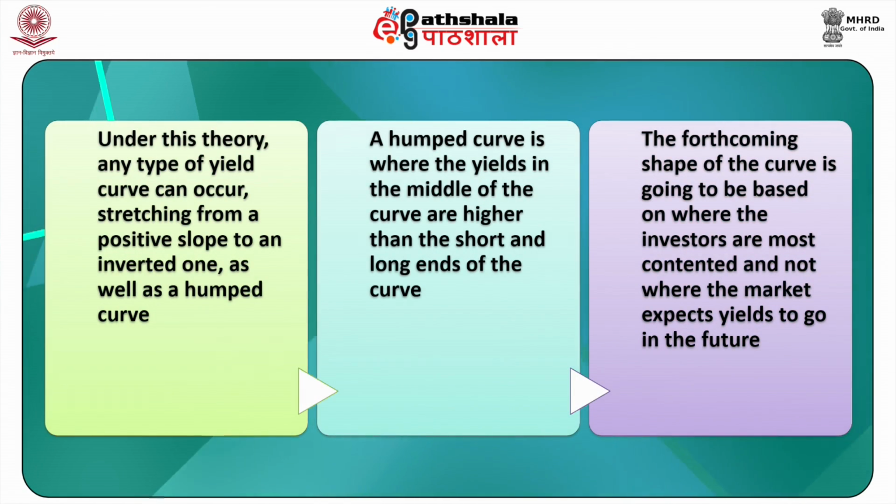Third is the market segmentation theory. Under this theory, any type of yield curve can occur, stretching from a positive slope to an inverted one, as well as a humped curve. A humped curve is where the yields in the middle of the curve are higher than the short and the long ends of the curve. The forthcoming shape of the curve is going to be based on where the investors are most contented and not where the market expects yields to go in the future.